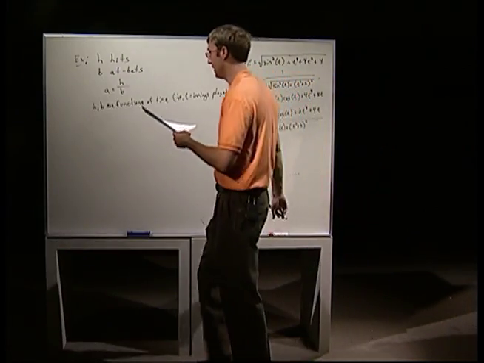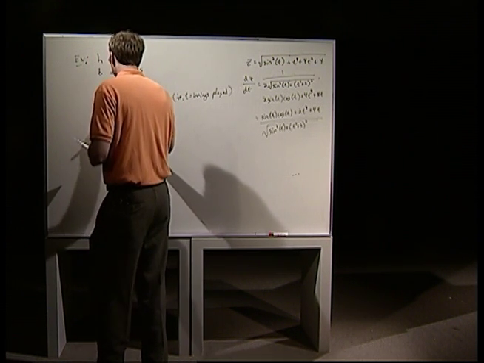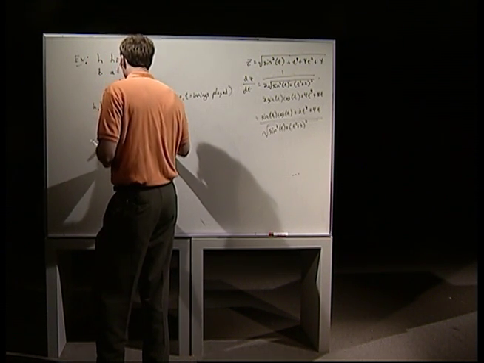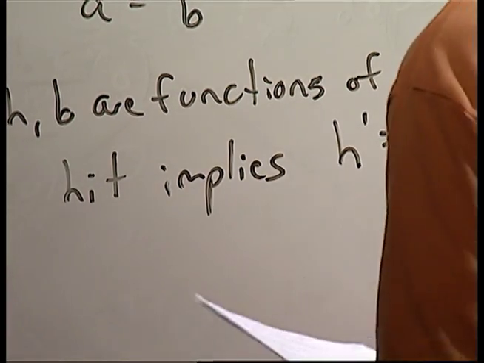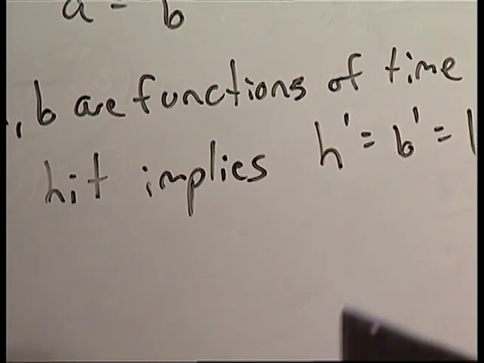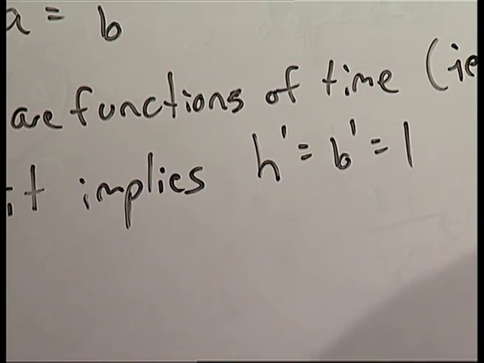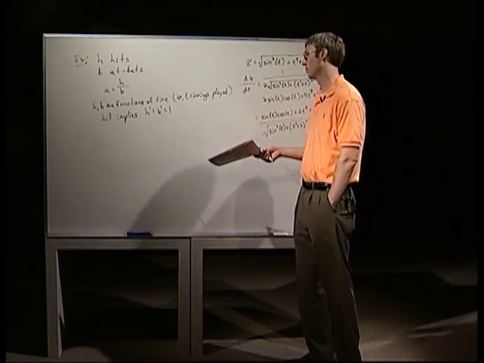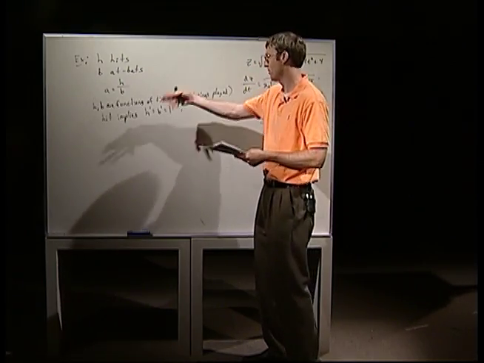But even so, let's make the sort of generalization that a hit implies H prime equals B prime equals 1. In other words, the rate of change of H is 1 with a hit. The rate of change of B is 1 with a hit. In other words, if you get a hit, it means your at bats have increased by 1 and your hits have increased by 1.